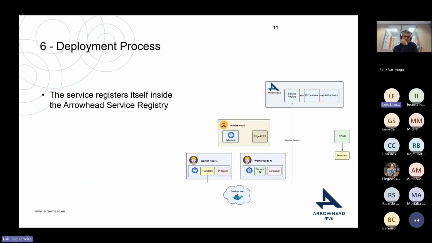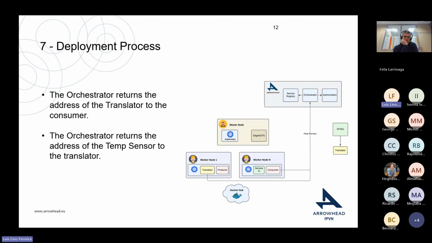After this, the translator registers itself in the Arrowhead service. That's one of the things which I have some doubts about, whether it should be the translator to register itself or some other node. I think that the best solution is for the translator to register itself.